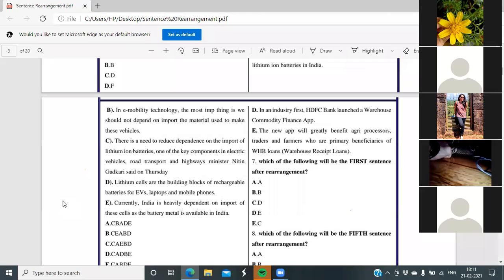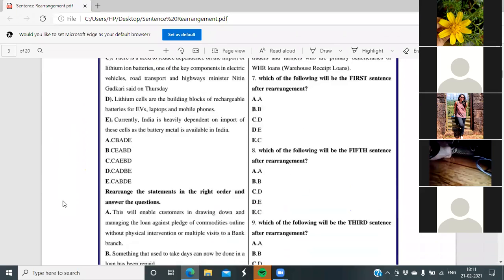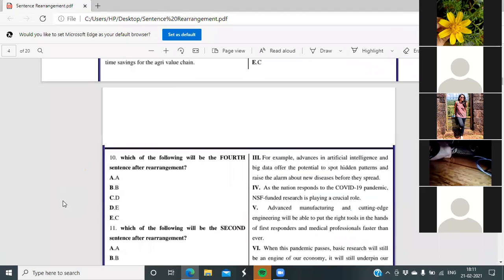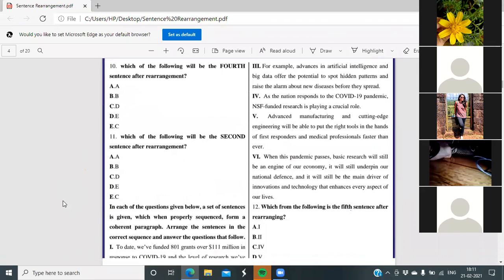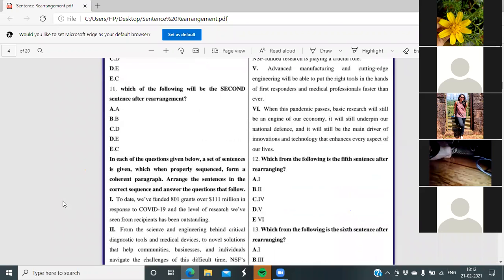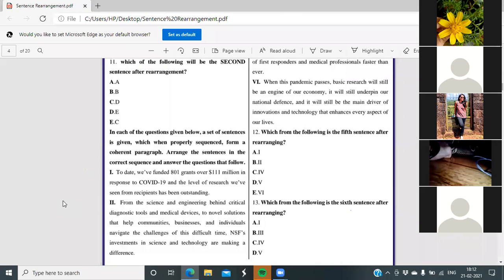Okay, fine. Can we move to the 11th question? I'm taking a few questions so that a few patterns of questions become easier. Yeah, the 11th one. Which one of the following will be the second sentence after rearrangement? So they have given the options.